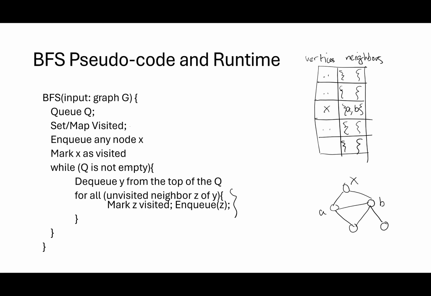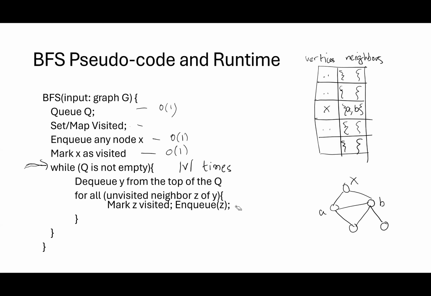You see here that all these things are constant time operations, right? This is done just once, but this while loop, how many times does this while loop run? Well, this while loop may run v times, where v is the number of vertices of the graph, right? So that means this may run v times.